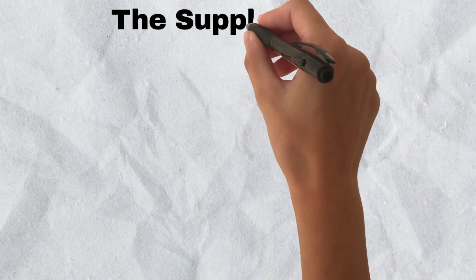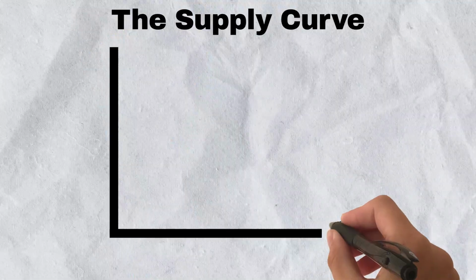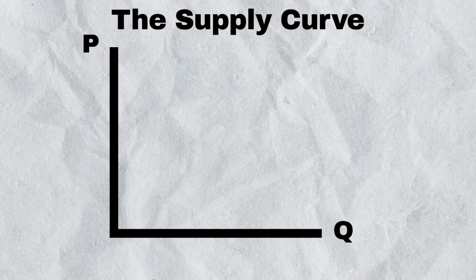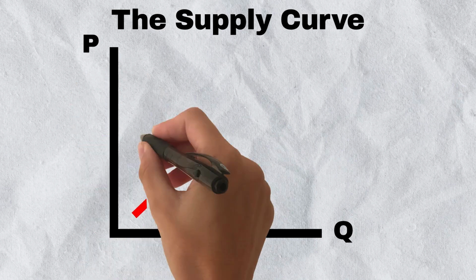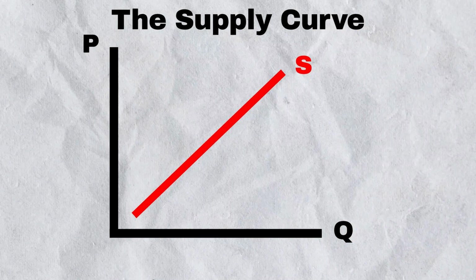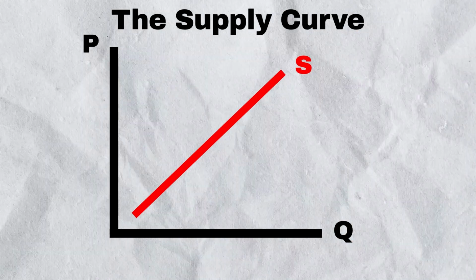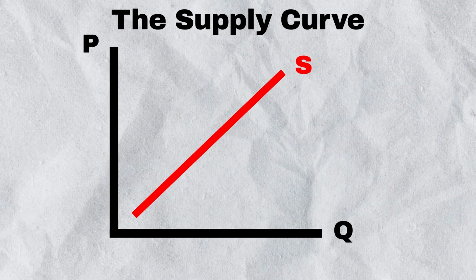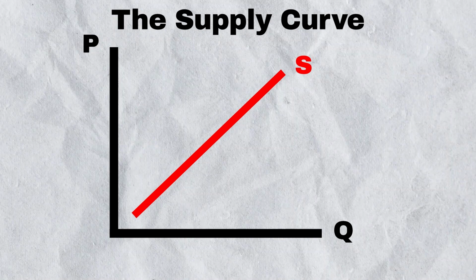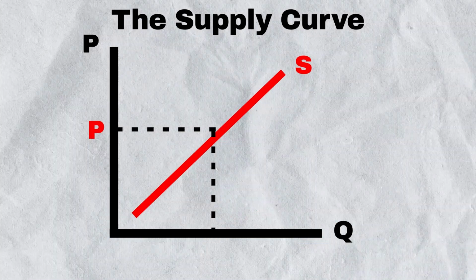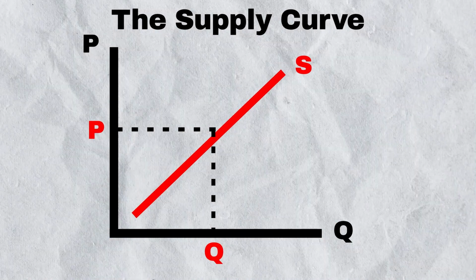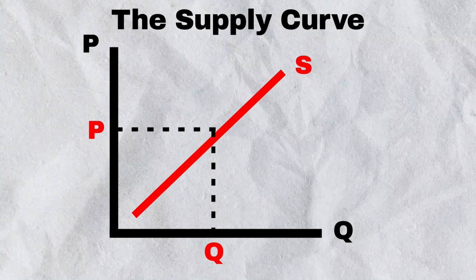The supply curve. First, we start by drawing a normal graph with quantity on the y-axis and price on the x-axis. Then we draw an upward sloping line which we label S for the supply curve. It is upward sloping as we have previously discussed. There is a positive relationship between price and quantity supplied. The supply curve shows us for a given price level, we will call this P, the corresponding level of quantity supplied. We will call this Q.